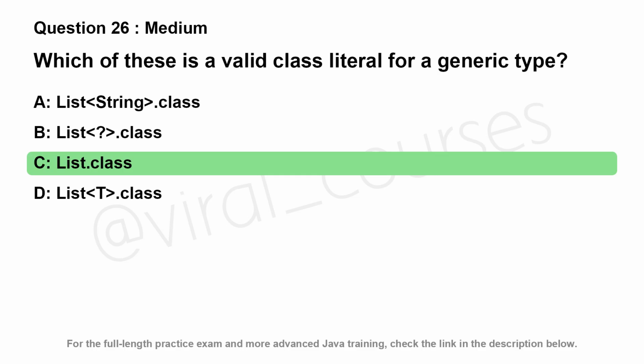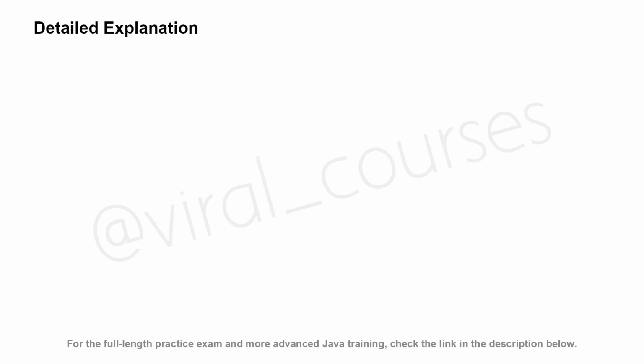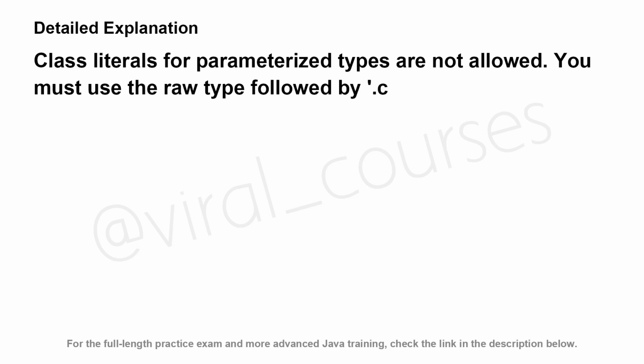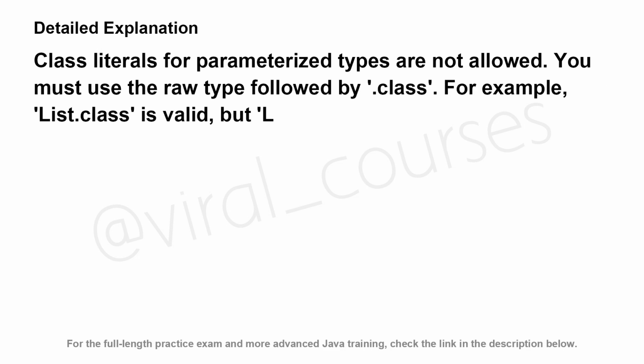The correct answer is C. Class literals for parameterized types are not allowed. You must use the raw type followed by .class. For example, List.class is valid, but List<String>.class is not.